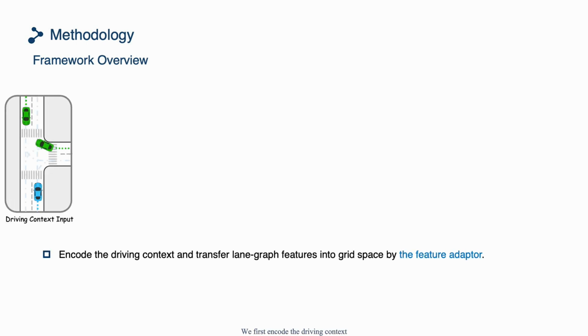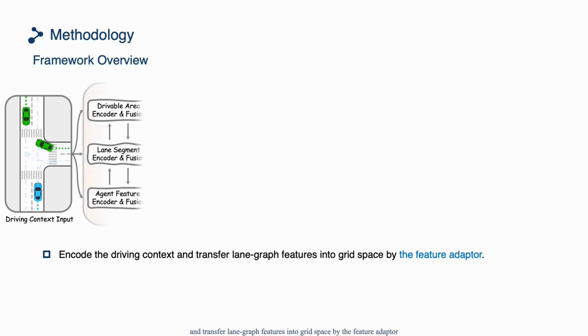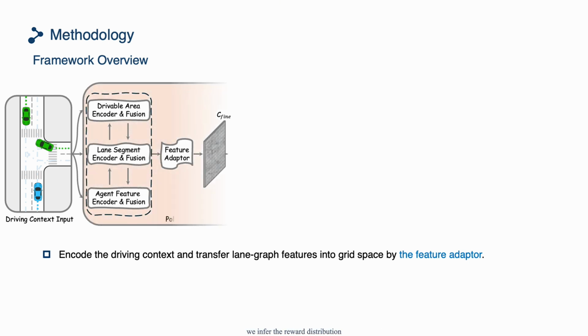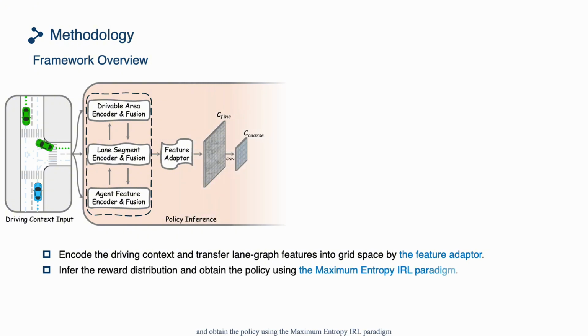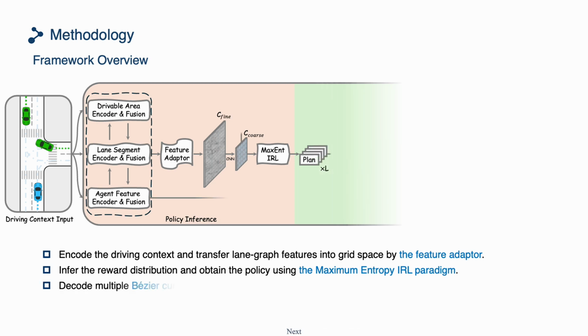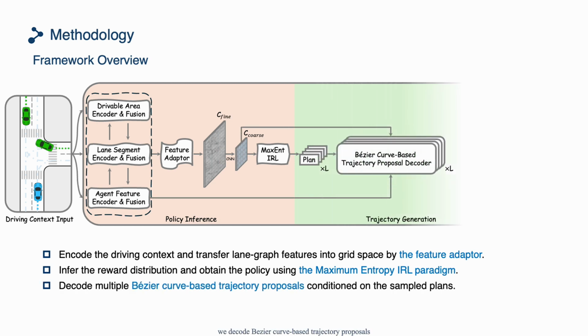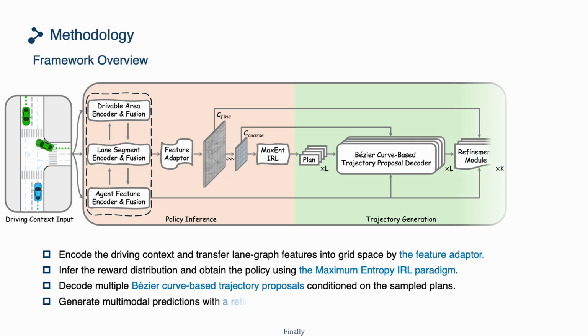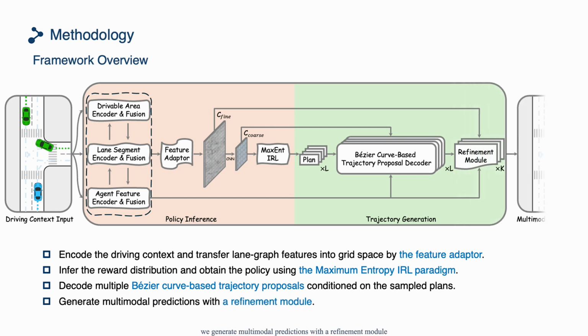We first encode the driving context, and transfer lane graph features into grid space by the feature adapter. Then, we infer the reward distribution, and obtain the policy using the maximum entropy IRL paradigm. Next, we decode Bezier curve-based trajectory proposals. Finally, we generate multimodal predictions with a refinement module.